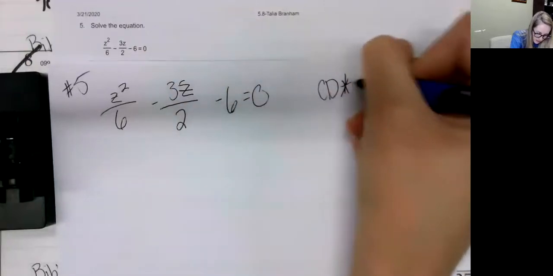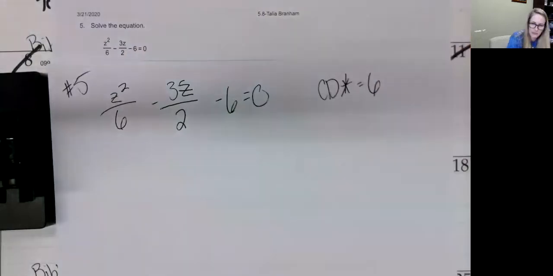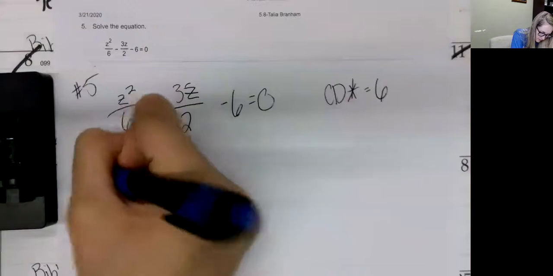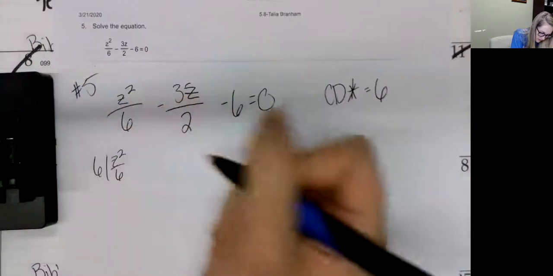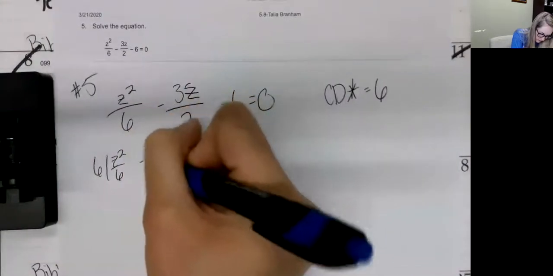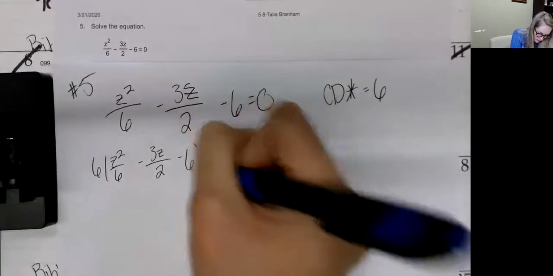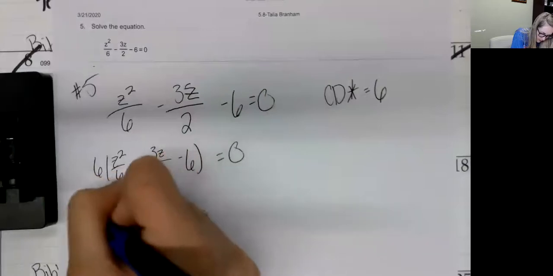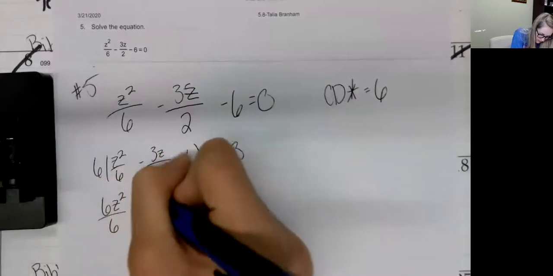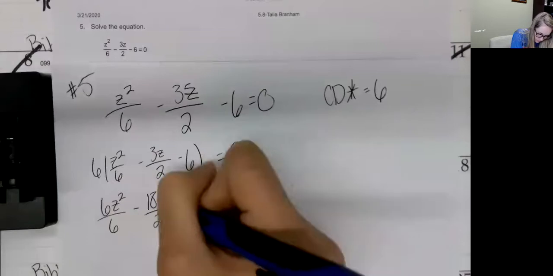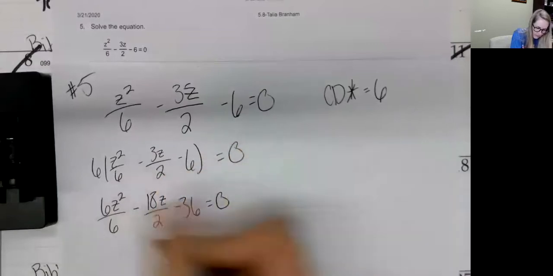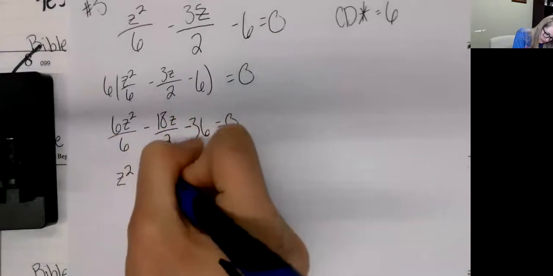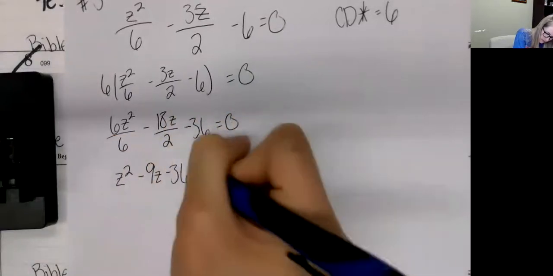My common denominator is 6. So I'm going to multiply everything by 6. So 6 times z squared divided by 6, subtract 3z over 2, subtract 6. I'll write it out the first time. 6z squared over 6, subtract 18z over 2, subtract 36 equals 0. Now I'm going to simplify them. So I have z squared subtract 9z subtract 36 equals 0.